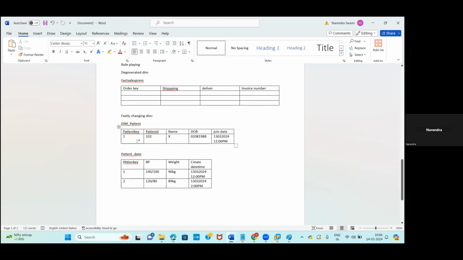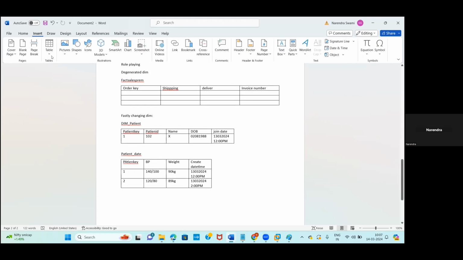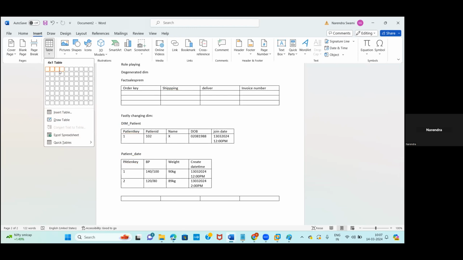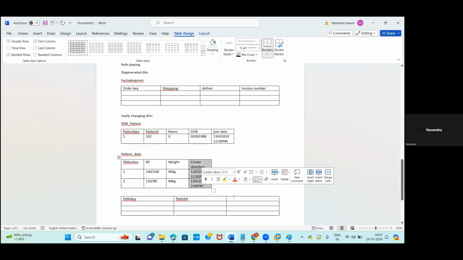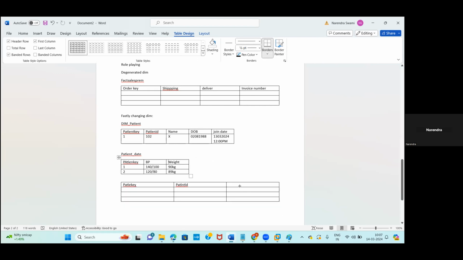Okay, got it. So these two tables have a relation with the one table that is called patient, and the other table. Here we will have a patient key and a patient ID. And instead of having the created here, we will have a created here.